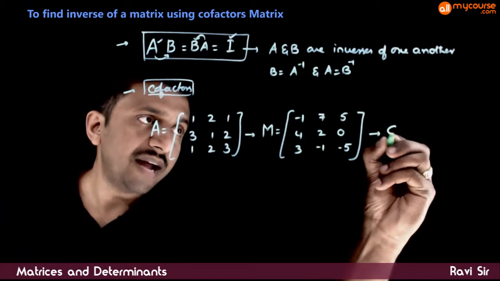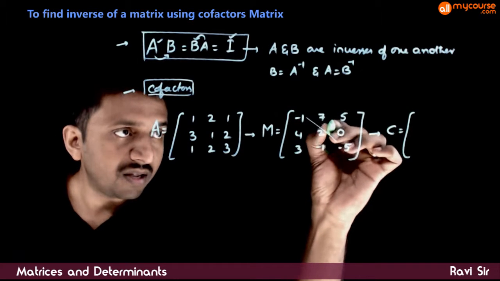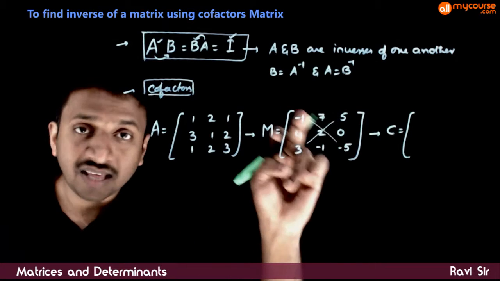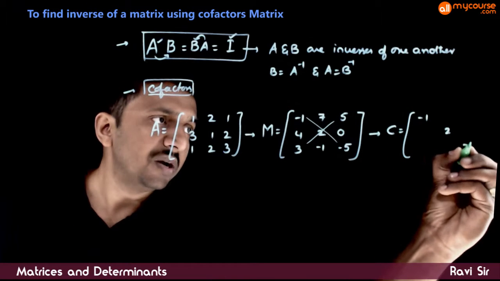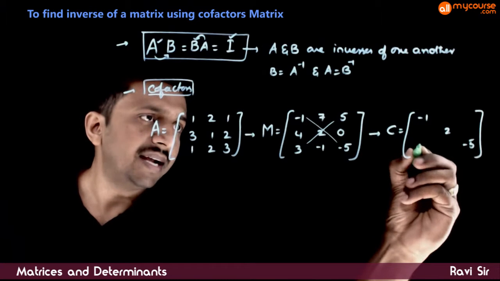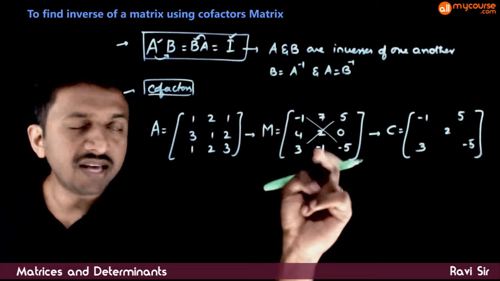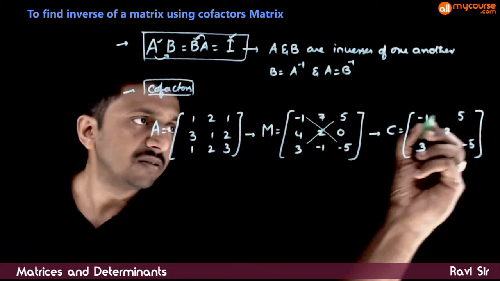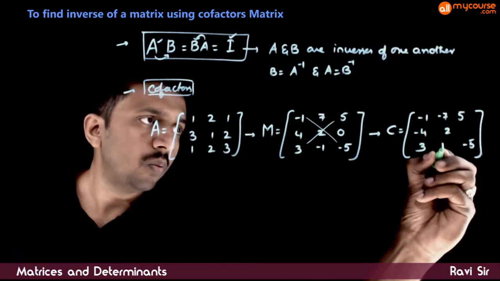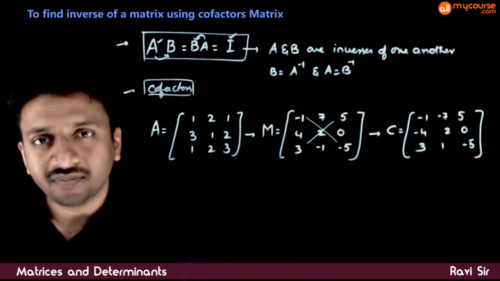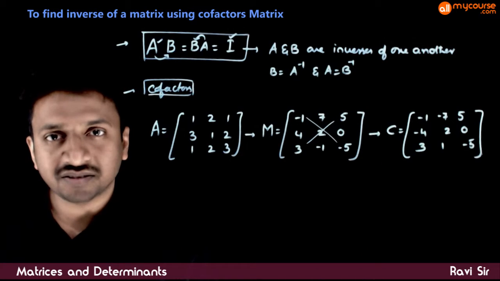And what is the cofactors matrix? We have already seen that you have an alternating sign pattern where some elements remain intact. There is minus 1, 2, minus 5, and 3 and 5. These elements do not change, and the remaining elements change their sign. So 7 becomes minus 7, minus 4, 1 and 0. So corresponding to A, this is the cofactors matrix.